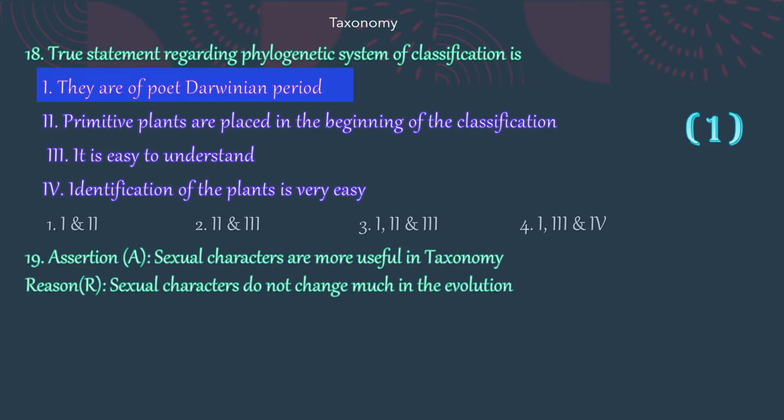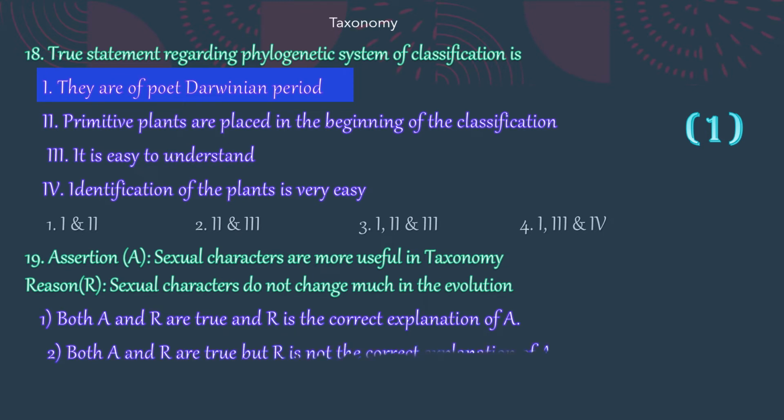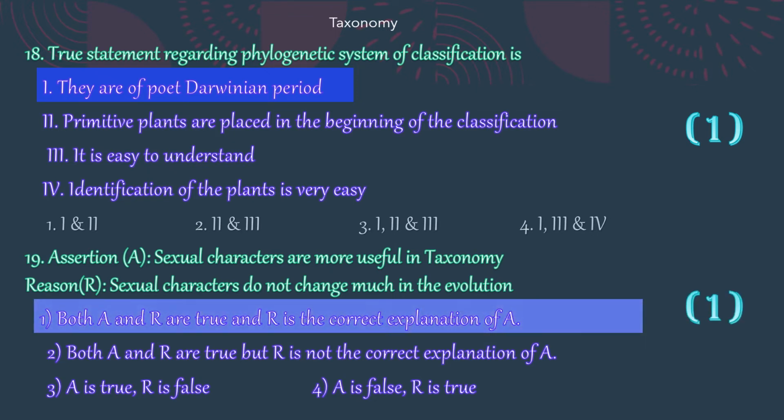Assertion: Sexual characters are more useful in taxonomy. Reason: Sexual characters do not change much in the evolution. Option 1, both A and R are true and R is the correct explanation of A. Option 2, both A and R are true but R is not the correct explanation of A. Option 3, A is true, R is false. Option 4, A is false, R is true. The answer is 1.